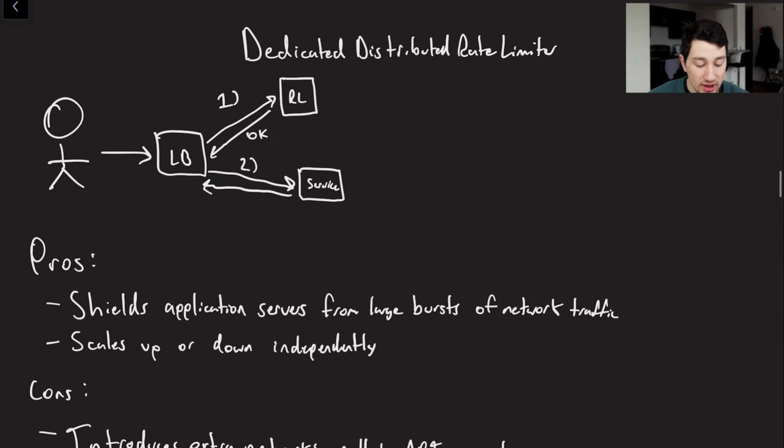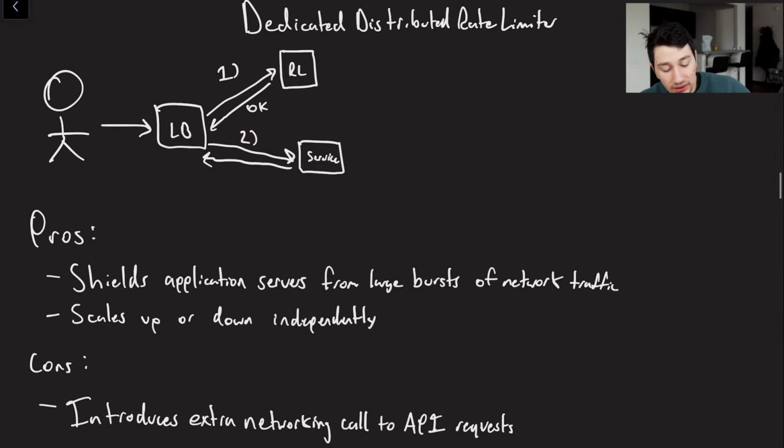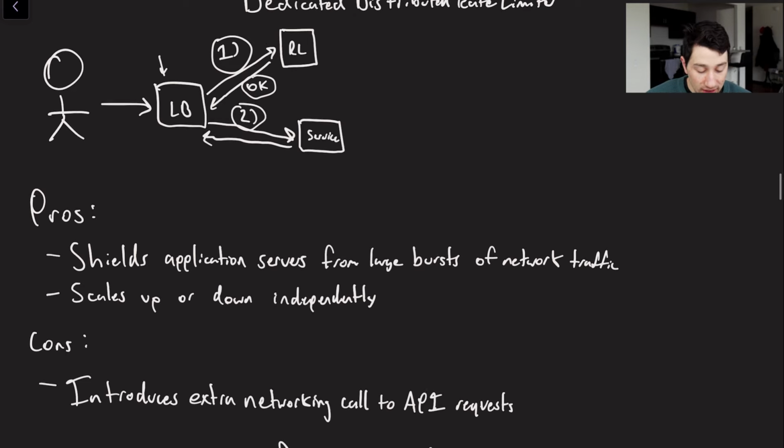So let's go ahead and talk about that. What would that look like? Here we would have our load balancer, and basically on every request we would first reach out to the rate limiter. The rate limiter would say, okay, this request looks good, I'm not rate limiting it. And then number two would be we actually reach out to our service. So what are the pros and cons of this type of approach?